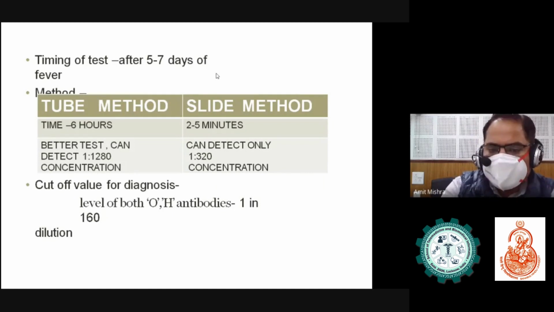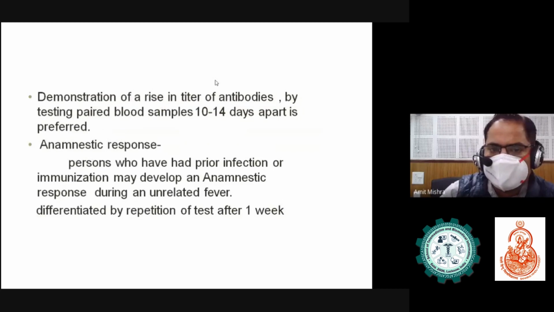The cutoff value for diagnosis, the level of both O and H antigen, is 1 in 60 dilution. Demonstration of a rise in the titer of antibodies by testing paired blood samples 10 to 14 days apart is preferred. What is an anamnestic response? A person who has had a prior infection or immunization may develop an anamnestic response during an unrelated fever, differentiated by repetition of the test after 1 week.